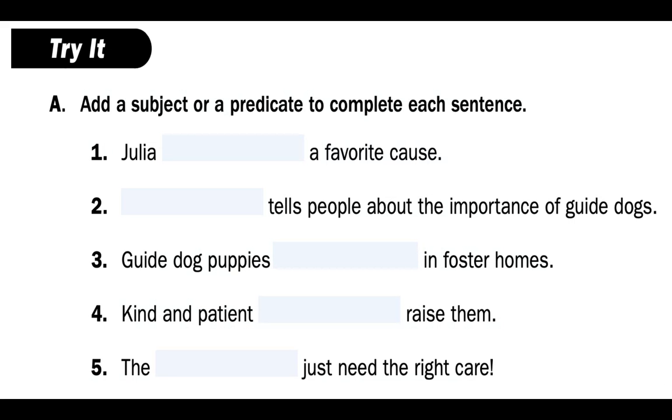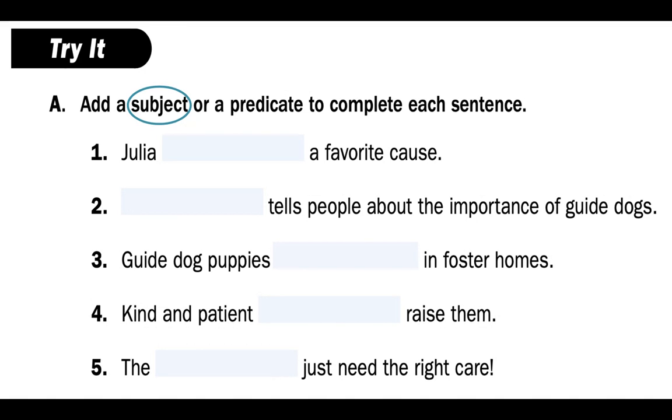Let's try it. Add a subject or a predicate to complete each sentence. Some of the sentences are missing the noun to tell you whom or what the subject of the sentence is, and some of them are missing a verb, meaning that there is no action word or state of being. Put a word in the blank on your packet to complete the sentence.